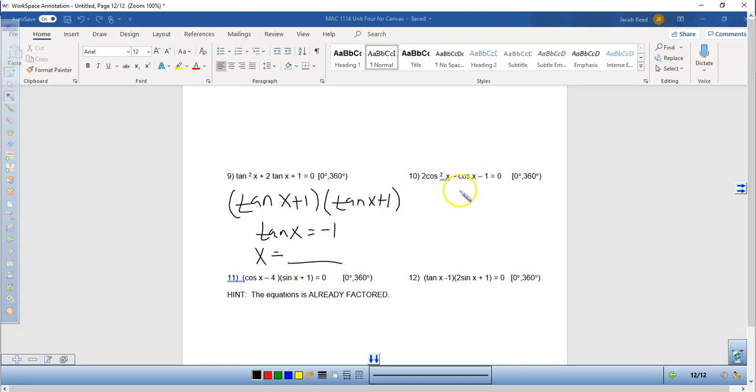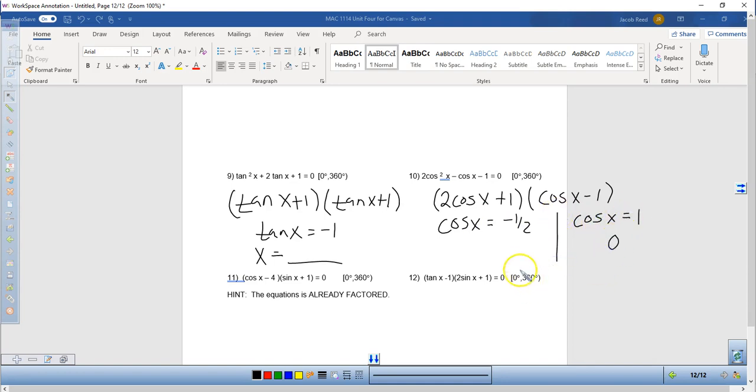Here, factors for this one, I've got 2 cosine of x plus 1 and cosine of x minus 1, which means I'm wanting to know really when is cosine equal to negative 1/2 and when is cosine equal to 1. Well, we already know this one's 0. The other one, I'll go ahead and tell you these is 120 and 240. And this one over here is 135 and 315.